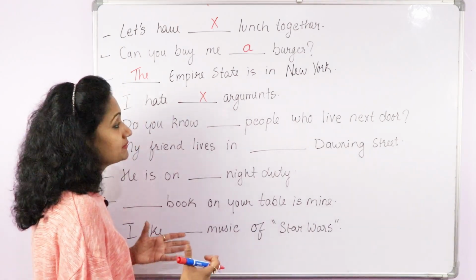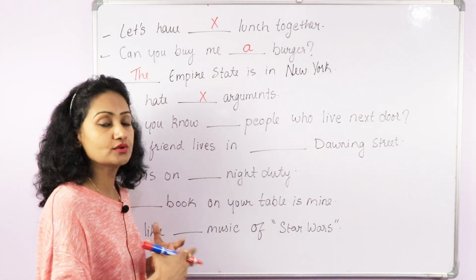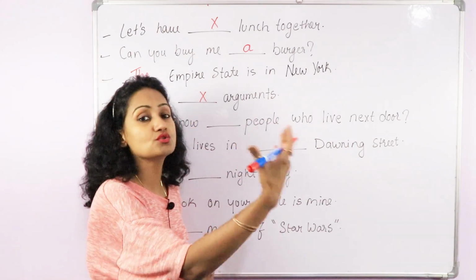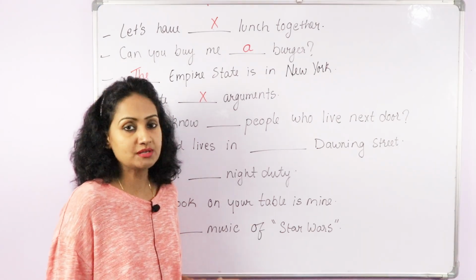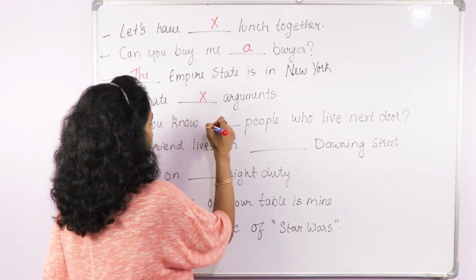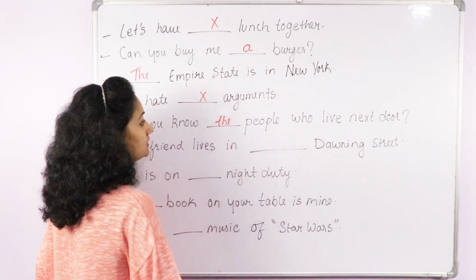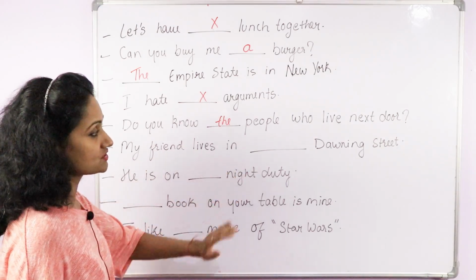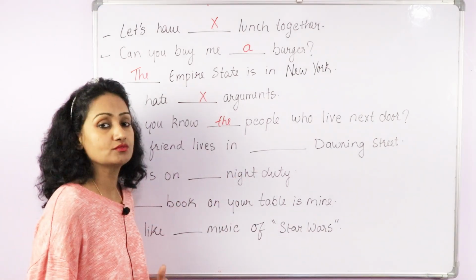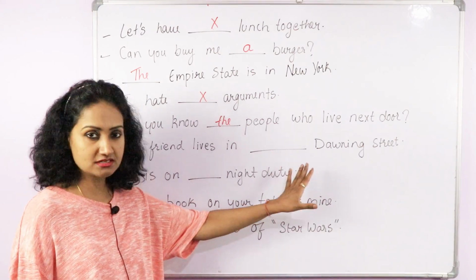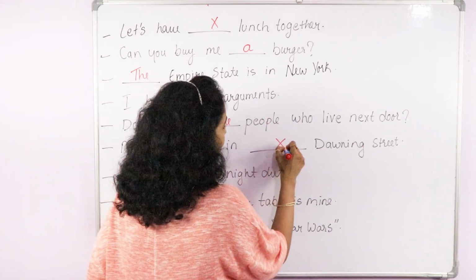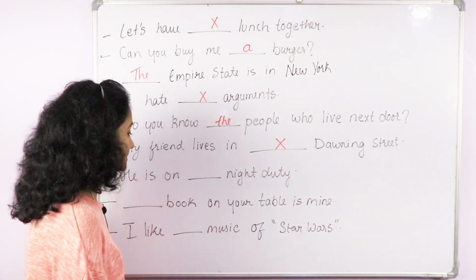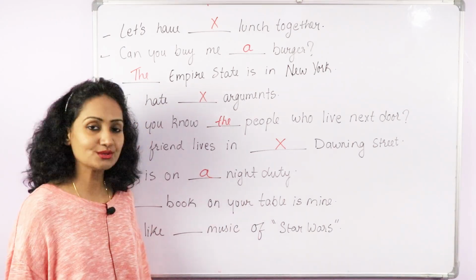Do you know dash people who live next door? Here we are talking about those people who live next door, so specific people, particular people. So, do you know the people who live next door? My friend lives in dash Downing Street. Do we use an article before a street? No. So no article. He is on dash night duty. He is on night duty.